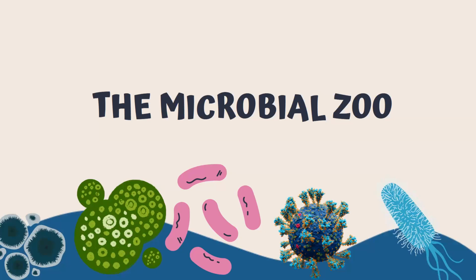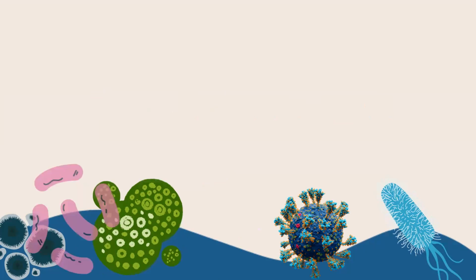Now, let us take a look into the microbial zoo. From the screen, you can see that there are different organisms, different shapes, different sizes. Some have hair, some look a bit like peas. So one thing you have to understand in microbiology is that it has a wide variety of organisms, and they all come in different shapes, sizes, and they all have their own characteristics. So let's just look at them.